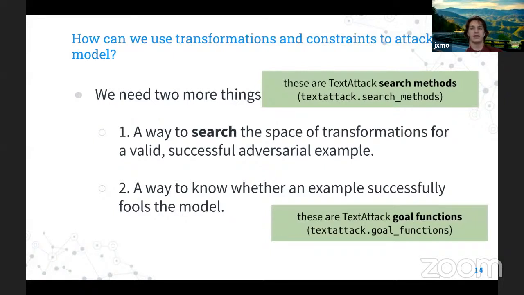So one thing would be, has the classification changed? That would be what we call an untargeted goal function. You could say, has the classification changed towards a class that I'm interested in changing it to? That's what's generally called a targeted goal function. And for sequence to sequence models, things get a little messier, but some of them are really interesting.